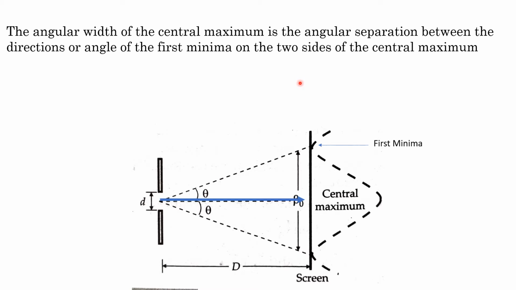If this is my first minima, then this is my angle for the first minima. So the angular width will be the angle of the minima on both the sides. So here is one minima and here is another minima. This total angle is known as your angular width. So if this is your total angle or angular width, then this will be your half angular width.